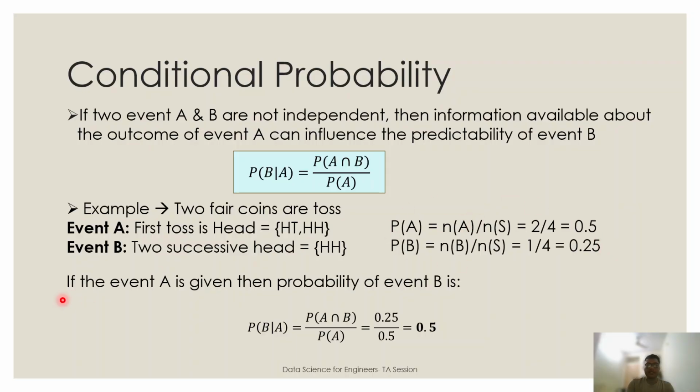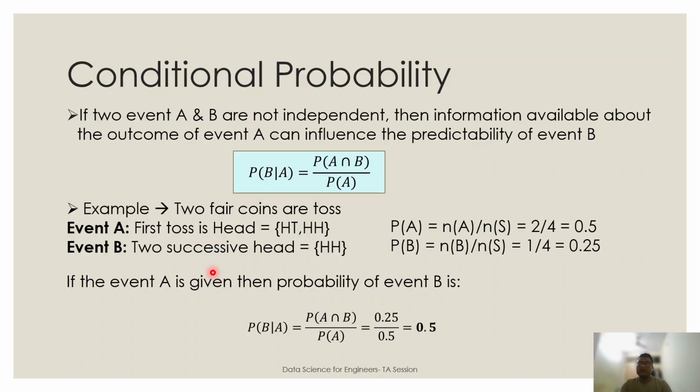If event A is given, then what is the probability of event B? Right now, if someone told you that event A is given, that head appears on the first toss, then what is the probability of getting B? Event A has already happened, meaning the first toss is head. You know that the first toss is always head. In the second event, there are two heads.